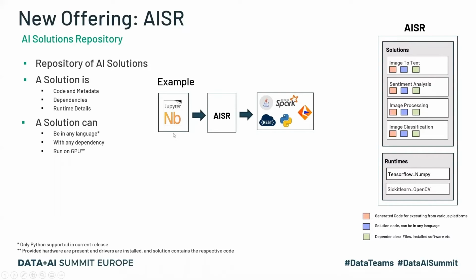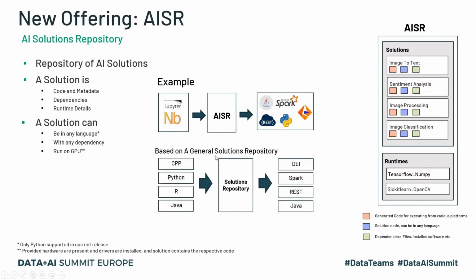An example would be a data scientist using Jupyter Notebook who can upload his AI solution to AI Solutions Repository. And once the solution is deployed, it can be used from different environments like Java, Spark, or the Informatica data integration platform. So the implementation is based on a general solutions repository where solutions can be uploaded from any language and consumed from any platform. It is implemented in a pluggable way so that customers can write their own plugins to upload and consume the solutions present in the solutions repository directly from their own product.